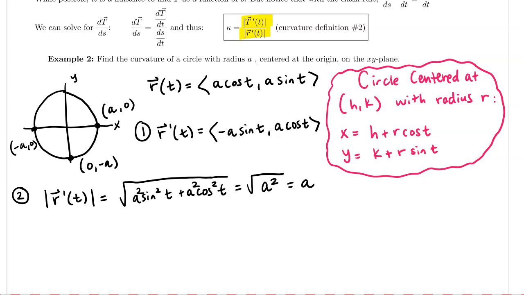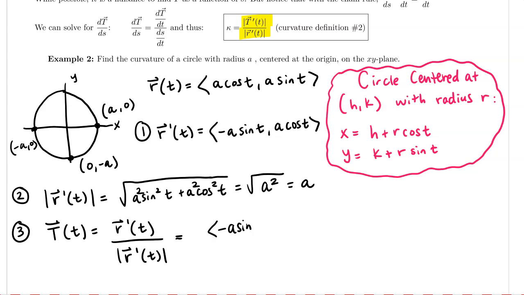So that's going to be the square root of a squared, and that's going to give us a in this case. From here, what I'd like to do is put this information together to create the unit tangent vector. And we know from earlier that that's equal to r prime over the magnitude of r prime. Our r prime vector was (negative a sine t, a cosine t). If I divide that by our scalar magnitude a, notice that both of our components in our r prime vector are being multiplied by a, so I can divide each of those components by a, and that will leave me with (negative sine t, cosine t).